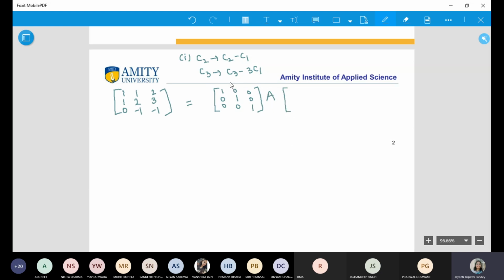Now, since we are doing column operations, this will remain intact. We will only focus on the post factor. So C2 minus C1, no change in first column. Second column, C2 minus C1 will give you 0, 1, minus 1. And third column will give you C3 minus 3C1. So minus 1, 3 minus 3 gives you 0, and minus 1. Is this all right?